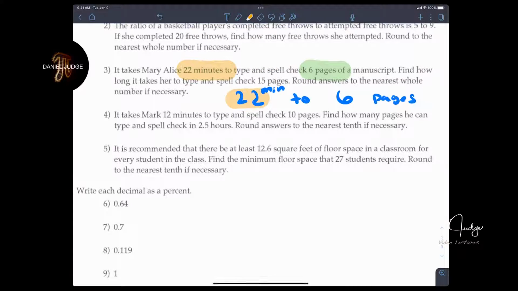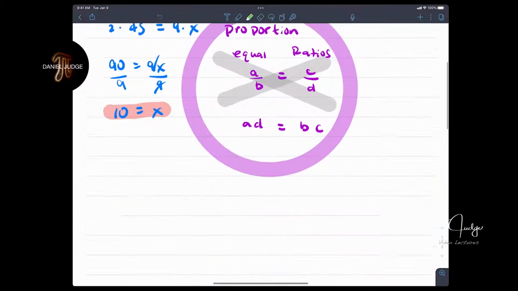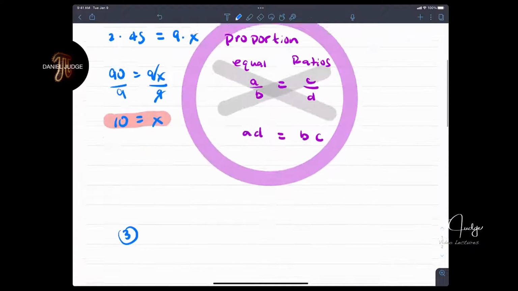Just reading it off the bat, we know they gave us a relationship between 2 quantities. They gave us a ratio. Find how long it takes, how long is time, I guess that's in minutes, for her to type and spell check 15 pages. So they gave us an unknown quantity to 15 pages for number 3. This will be the time in minutes, and the next number represents the number of pages. So the ratio of minutes to pages: 22 to 6, x to 15.